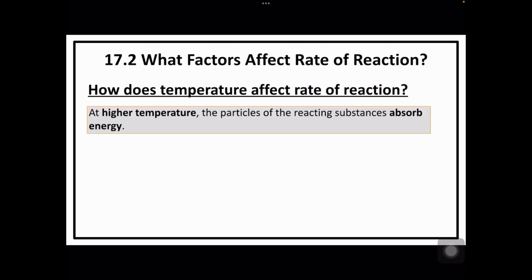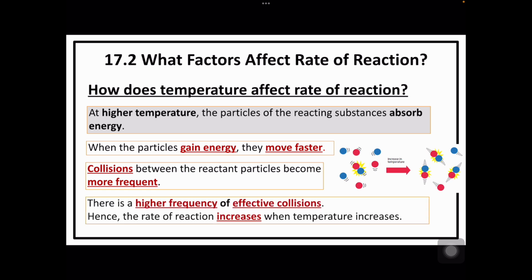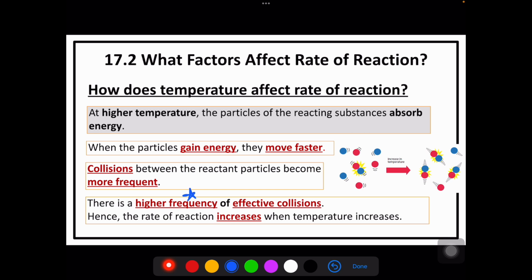how do you describe what actually happens? Now, when there's higher temperature, the particles of the reacting substance will gain energy. And when particles gain energy, they'll naturally move faster, right? This was also alluded to in the analogy just now, talking about the school whereby people are moving faster. Now, when they move faster, collisions become more frequent, and of course, our key phrase, there will now be a higher frequency of effective collision, and therefore the rate of reaction increases. And that is how temperature affects the rate of reaction.